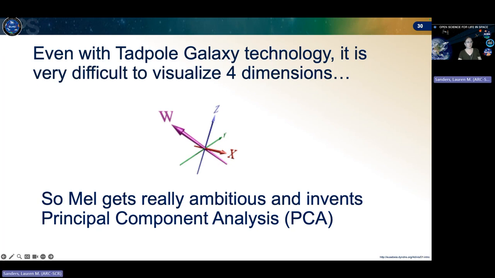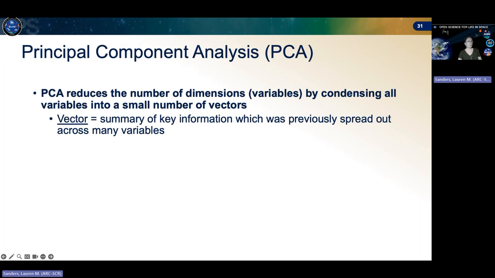So PCA is a very commonly used bioinformatics technique for high dimensional, multi-dimensional data sets. In our case, we're going to be working with gene expression data where each variable is a gene. There are thousands of variables. And PCA is useful because it reduces the number of dimensions or variables by condensing all of these variables into a small number of vectors. So another way of saying this is PCA is a dimensionality reduction technique.